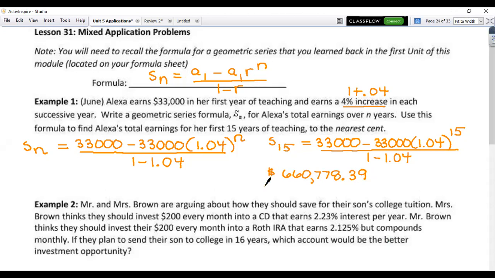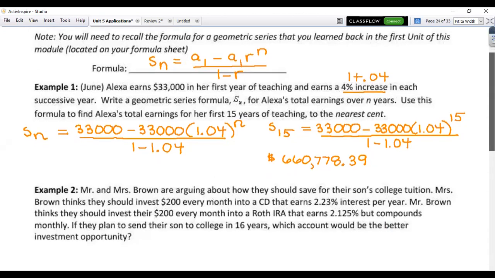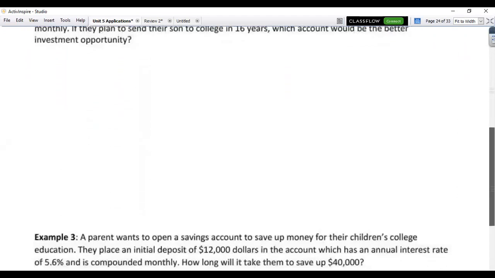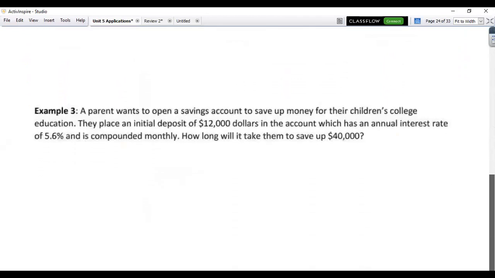What do you guys think? How's the first application? Not bad? Good. So I'm going to skip down to, I said, number 3. Okay. So a parent would like to open a savings account to save up money for their children's college education. They place an initial deposit of $12,000 into an account. This is going to be your P value in your formula, which has an annual interest rate of 5.6%.